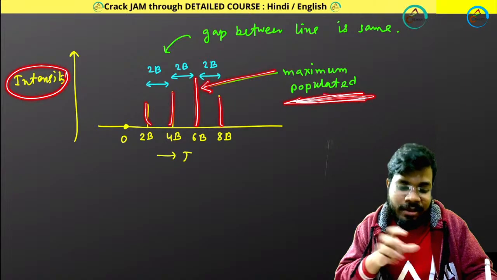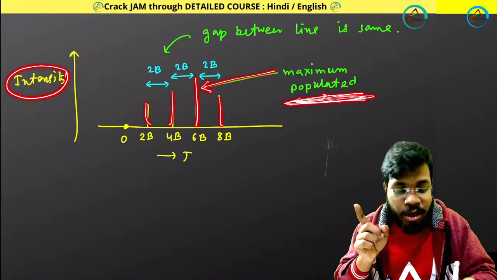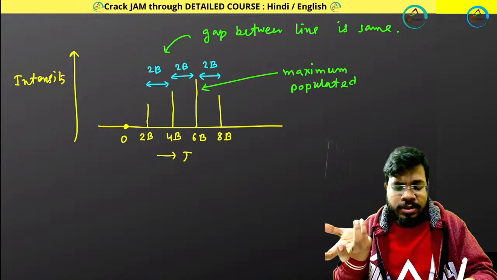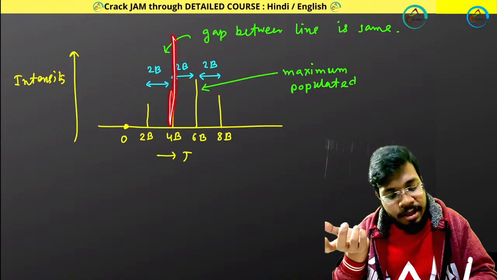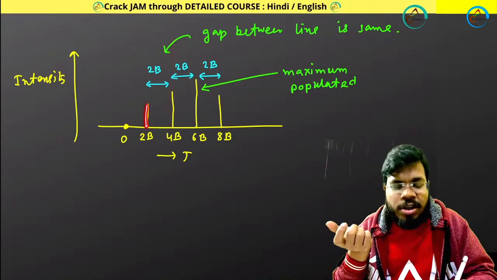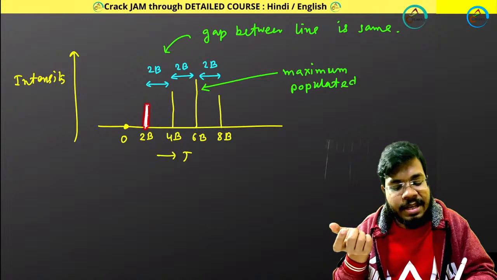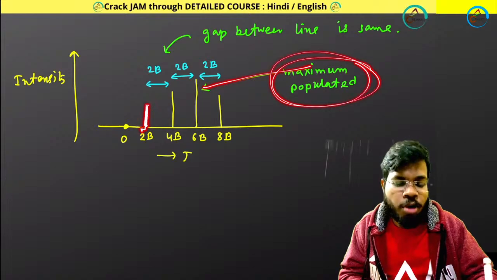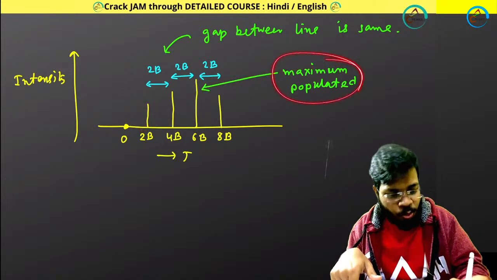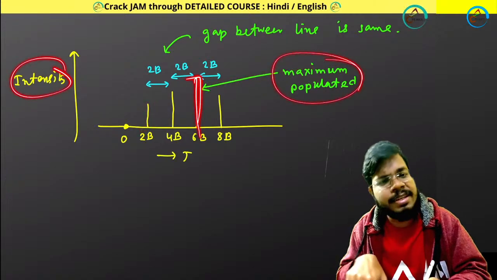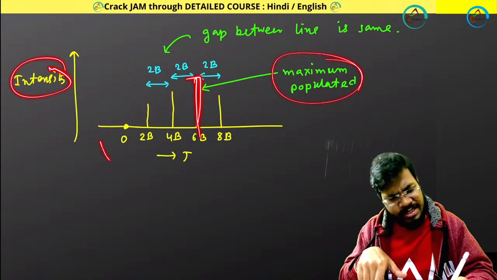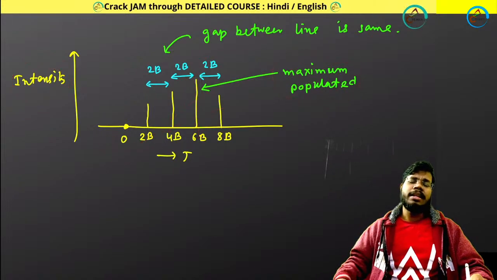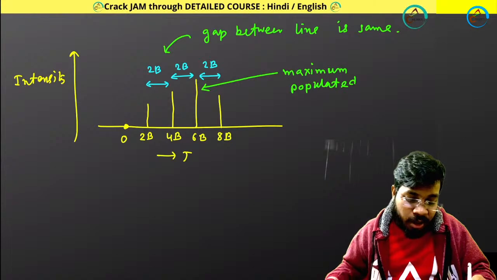Now just understand this thing. If the maximum number of molecules are at this level, height will be more. Here height is less because fewer molecules are present at this level. Simple. So this height means population: more population, more height, more intensity. So this is the plot for absorption spectra.